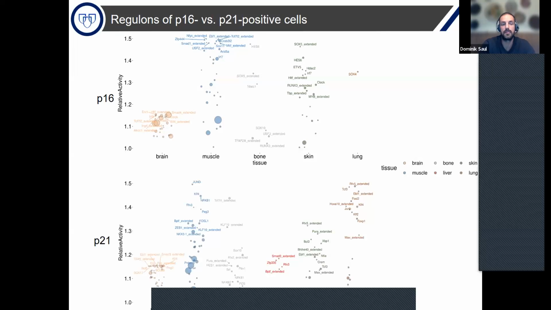And then we compare this to the P21 relative activity, again across the tissues that we had, and we could barely find any regulators that were the same across the tissues and between P16 and P21, which is interesting because it again states that these cell types are completely different from each other, and it indicates why we don't have a lot of double positive cells, because these cell types are so much different from each other.